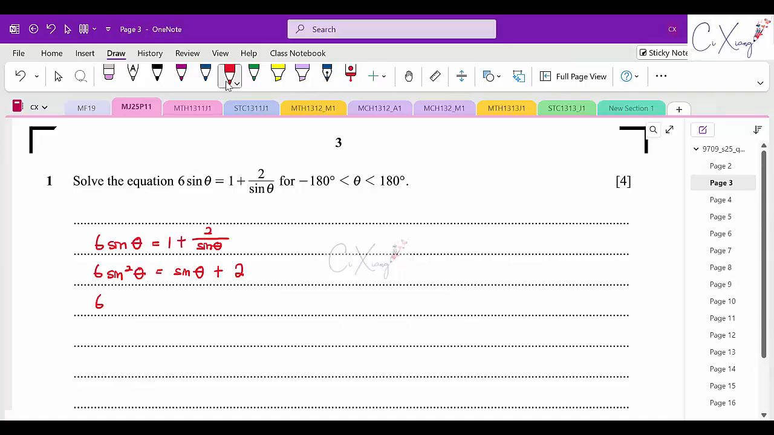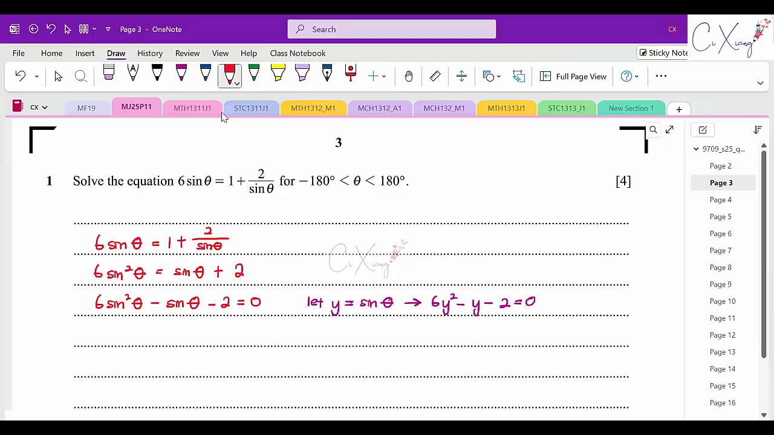Then after that, if I move every term to the other side, basically I'll have a quadratic equation in terms of sine theta. I don't know whether you're aware or not, but for those who are not able to see the pattern, you can just let y equal to sine theta, and eventually you will see that the equation becomes 6y squared minus y minus 2 equals 0. So I hope that you can see it from this part, alright?